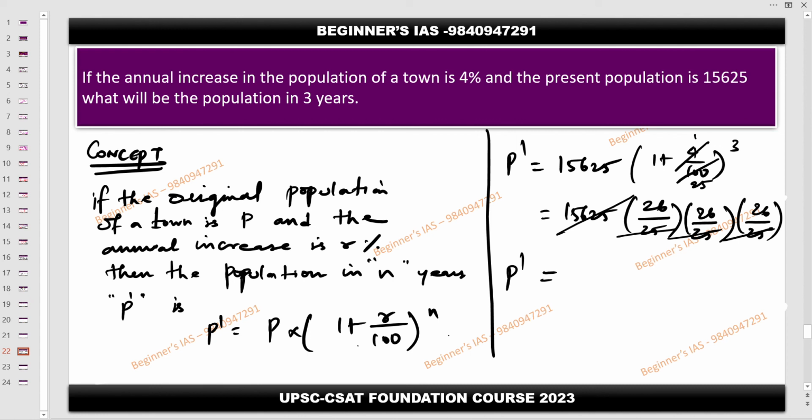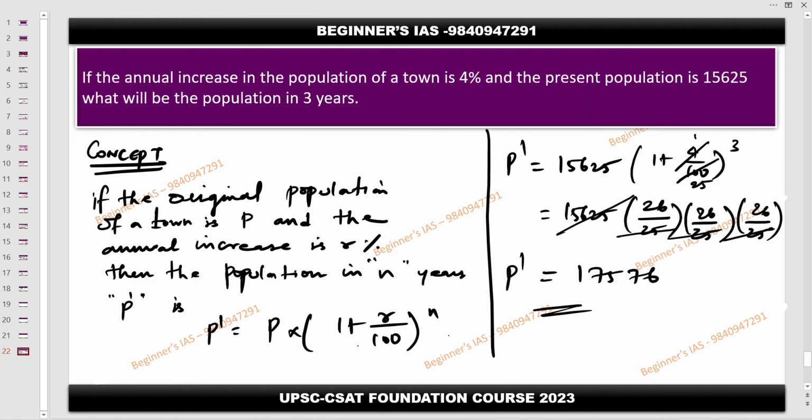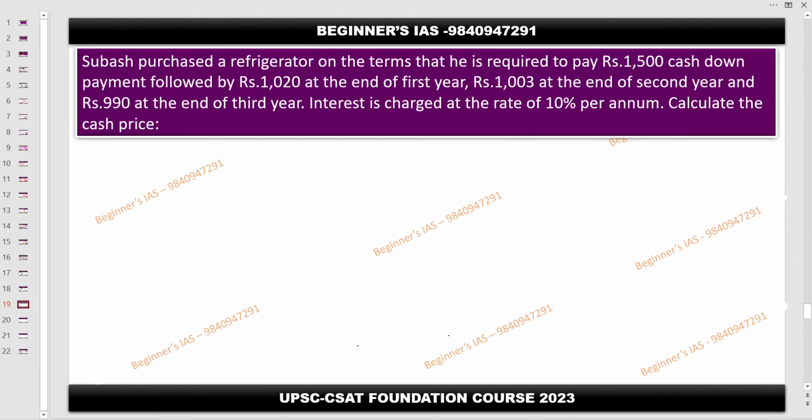Then now what is the answer? 26 the whole cube is the answer. 17576 is the answer. This kind of question, if you are appearing for your group exams, you need to have some knowledge about this. Then three more questions are there.